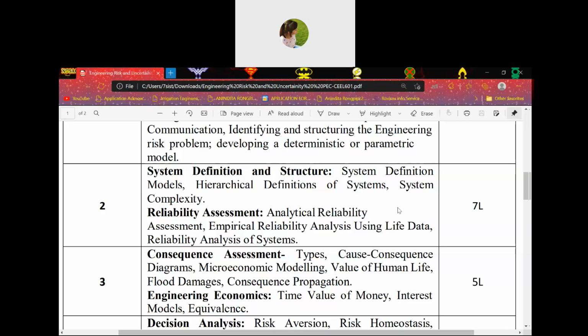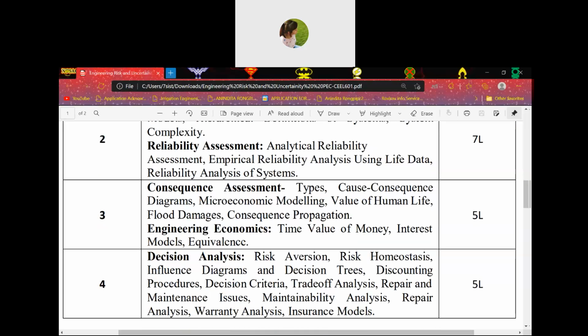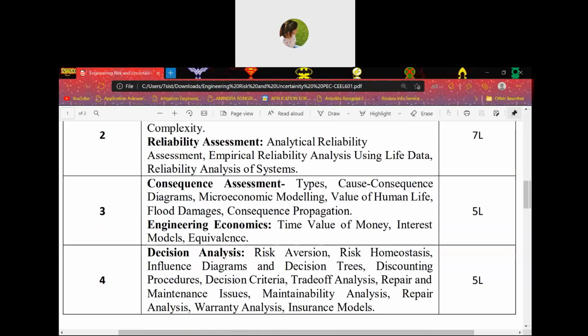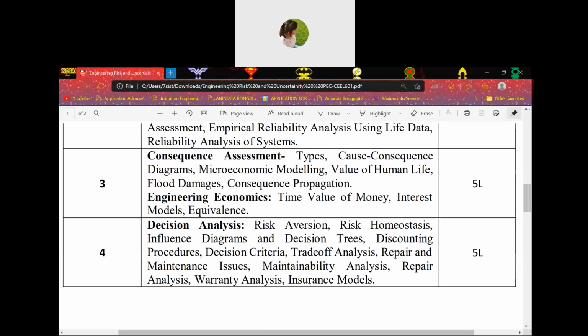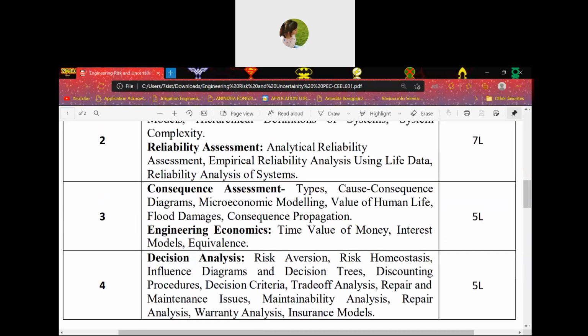consequence propagation. And under Unit 3, the subheading number 2 is Engineering Economics. Here we'll study the time value of money, interest models, and equivalence. So unit 3 will be a total of 5 lectures. Next, unit number 4 is decision analysis, and here again a total of 5 lectures.